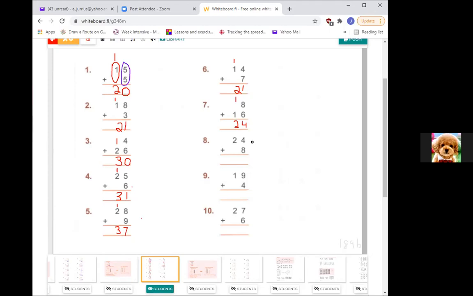Number 8, 24 plus 8. So first add up the ones column. 4 plus 8 is 12. Write down the 2 and carry the 1. 1 plus 2 is 3. So the answer is 32. Very nice. Evan, will you do number 9?